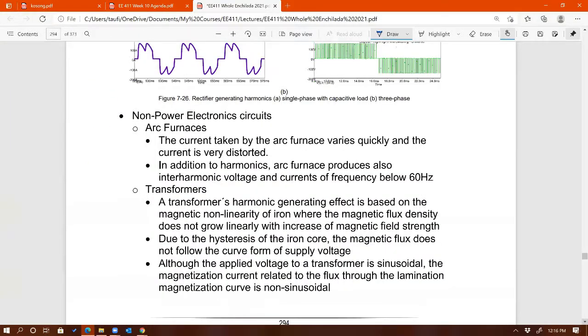And then non-power electronic circuits, these are the different equipment that could produce harmonics, such as arc furnaces. That's equipment that can produce not just harmonics, but also interharmonics. What are interharmonics? Interharmonics are frequency components that are not integer multiples. So it could be, for example, 1.5 or 3.3, not an integer multiple of the fundamental frequency. And then we have transformers as well.